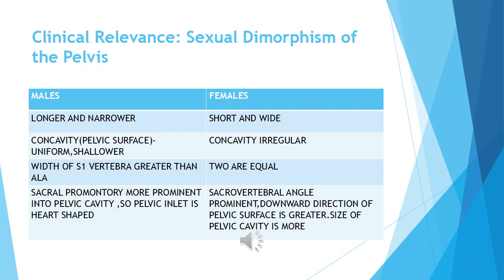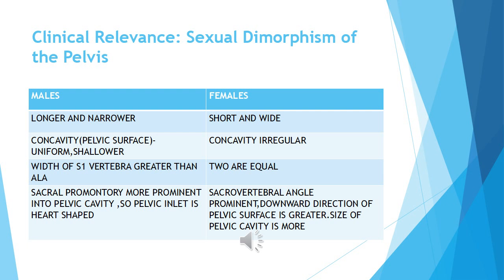Then coming to the width of the S1 vertebra, the first sacral vertebra, you can notice that the width of the body of the first sacral vertebra is greater in the male compared to the size of the ala. The vertebra is larger; it is wider than the ala of the sacrum. In the female, the ala and the body are almost of equal size.